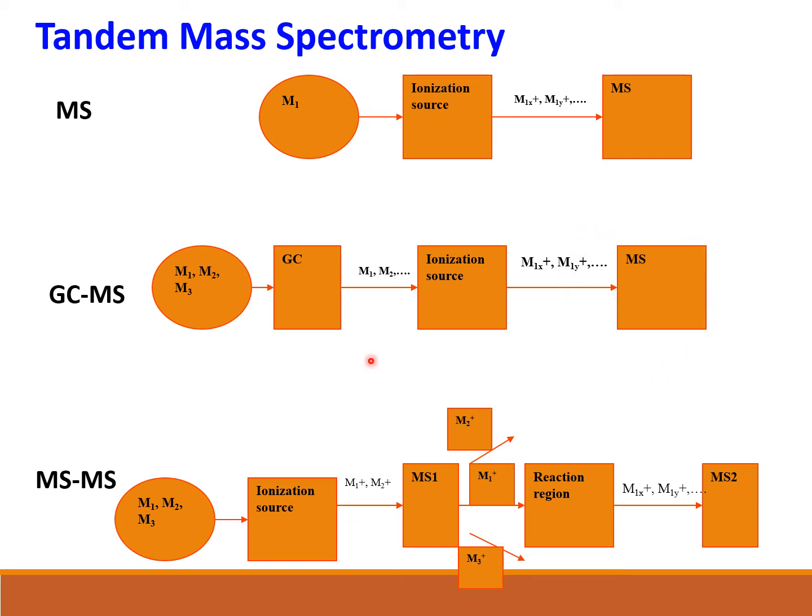What is MSMS? Tandem mass spectrometry. So we can see the MS setup. You can see that there's an MS1 and MS2. This is known as tandem mass spectrometry, or MSMS.